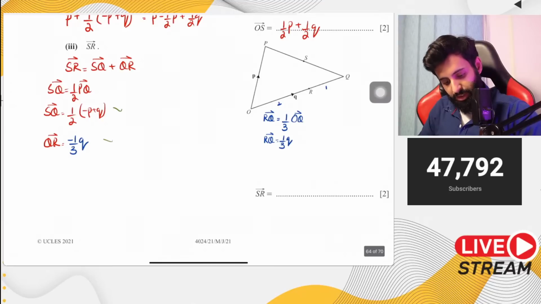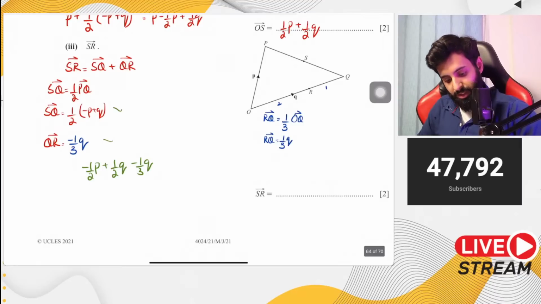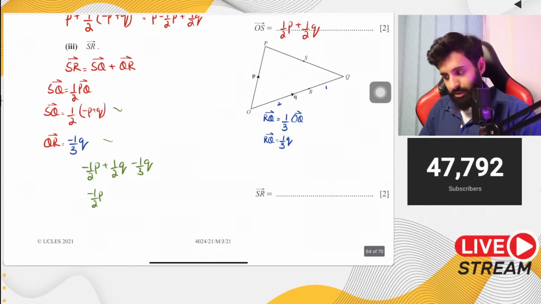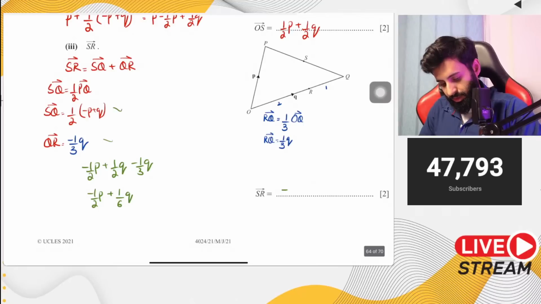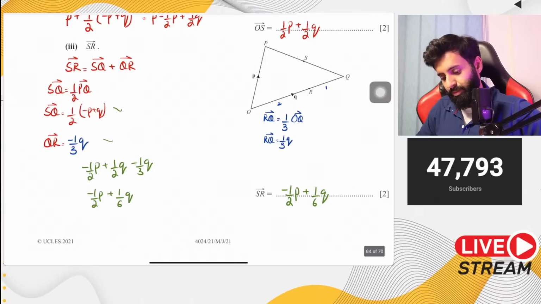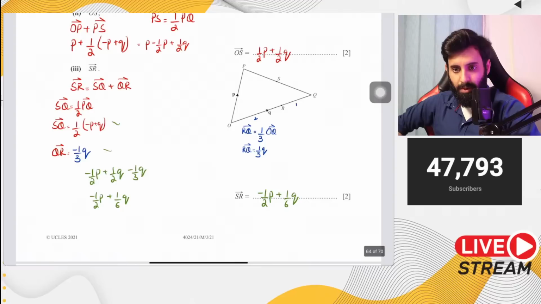So we have minus half of P plus half of Q minus 1/3 of Q. Alright, so let's see what do we get. So minus half P remains as it is because there's nothing to add or subtract. Now let's see what 1/2 minus 1/3 is. So that's equal to plus 1/6. So plus 1/6 Q. So there you go. That's your answer. Minus half P plus 1/6 Q. Now take a good look at it and let me know what your thoughts are.